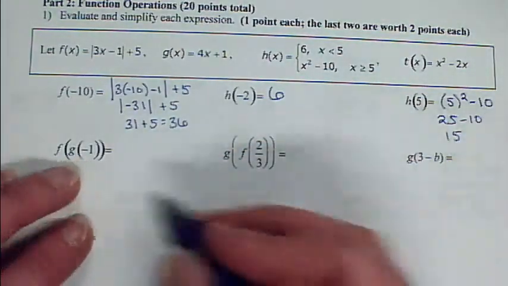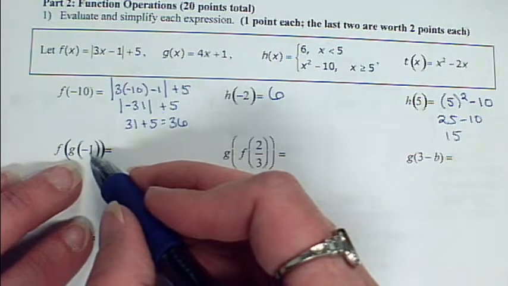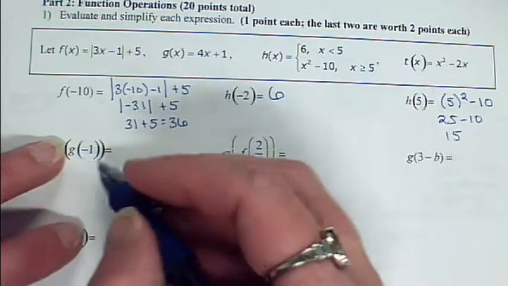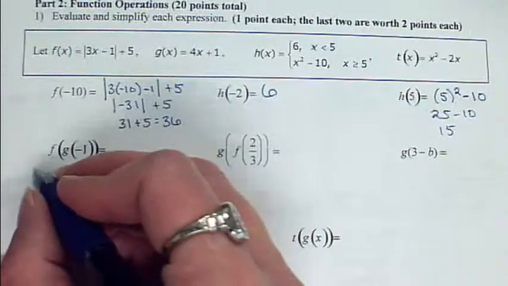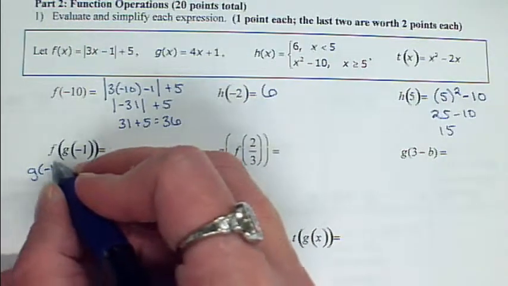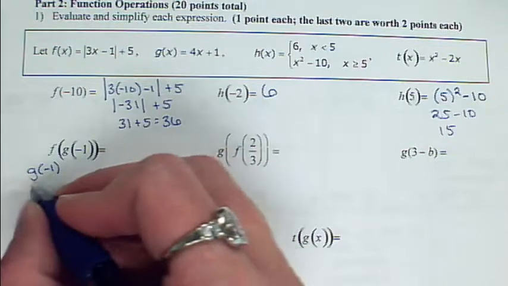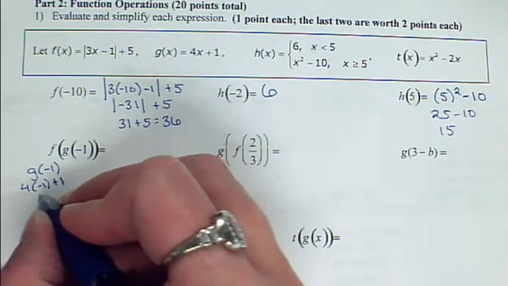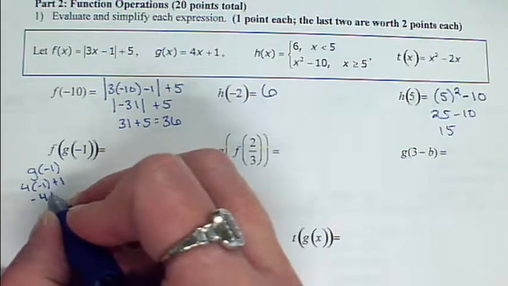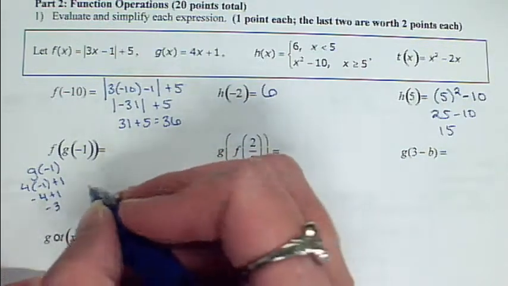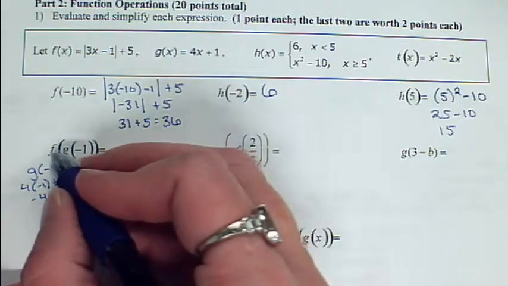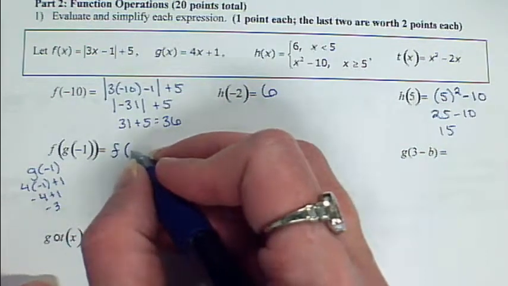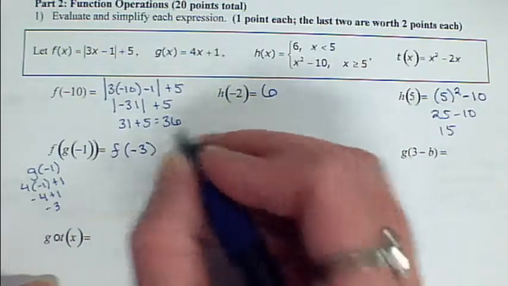Next, composite function. That means I'm going to plug this value into g first. So I'm going to come off to the side, g of -1. G of -1, that's 4 times -1 plus 1. -4 plus 1, that's -3. Now that answer becomes the input for f. So now I'm going to try to find f of -3.